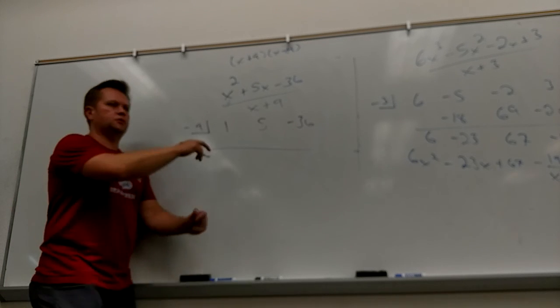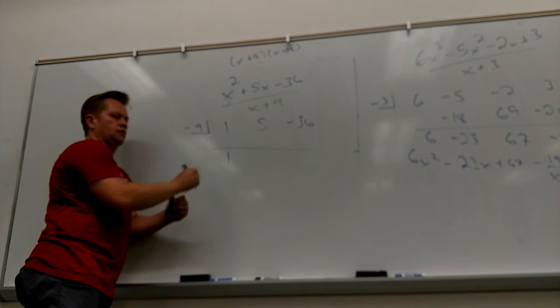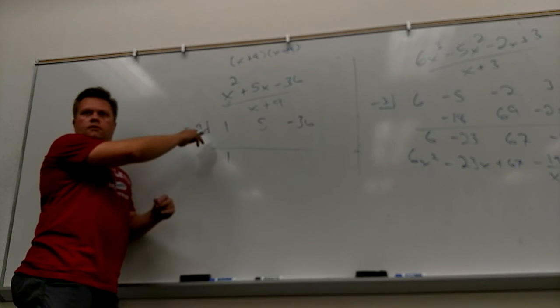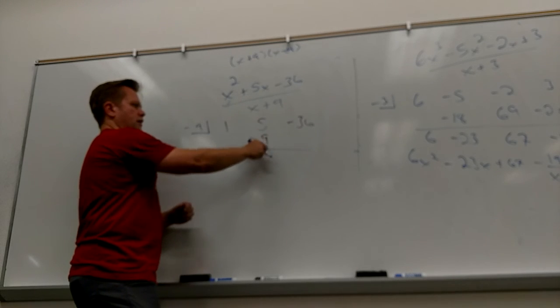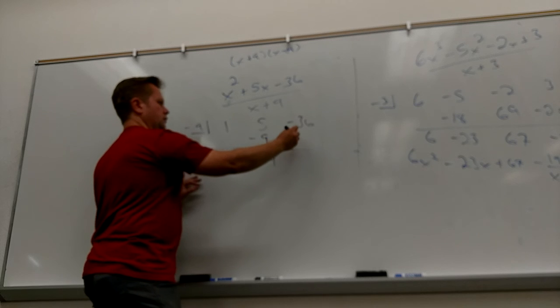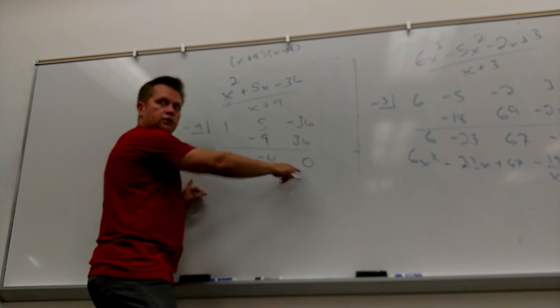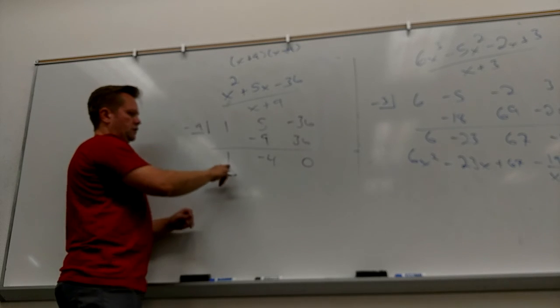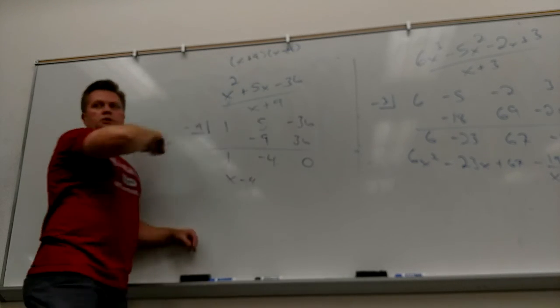All right, let me catch up to you guys. So what do I put here? Yeah, whatever this is, it just comes straight down. All right, so then negative 9 times 1, negative 9. 5 minus 9, negative 4. Negative 9 times negative 4, negative 36, so 0. No remainder. And sure enough, we start with x squared, so this is going to be x minus 4. Exactly what we knew it should be.